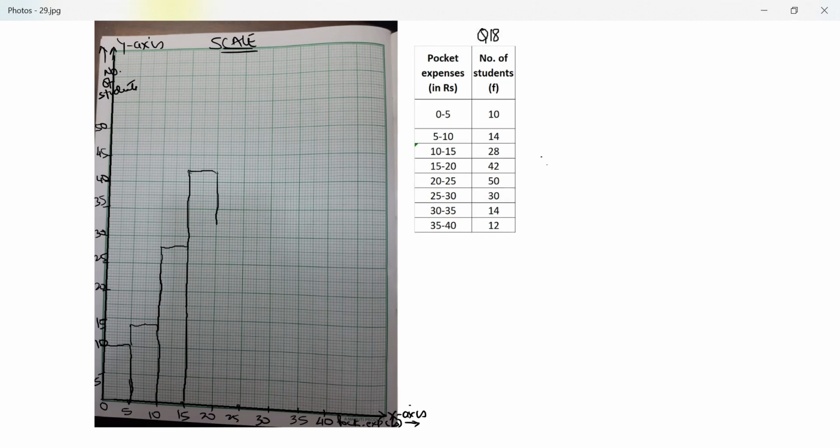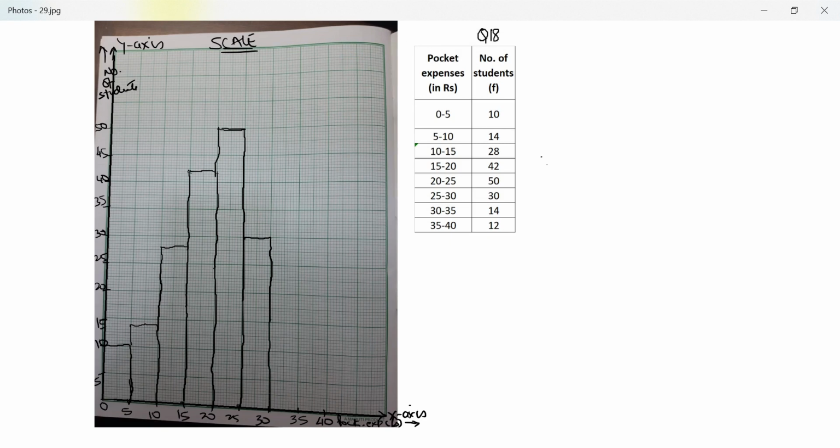Perfect. I can't say this more often. Use a scale. Next, 50. 50 is exactly here. So here, you will draw using a scale. The next one is 30, which is still here, and I join a horizontal. So both horizontal and vertical lines only using a scale.